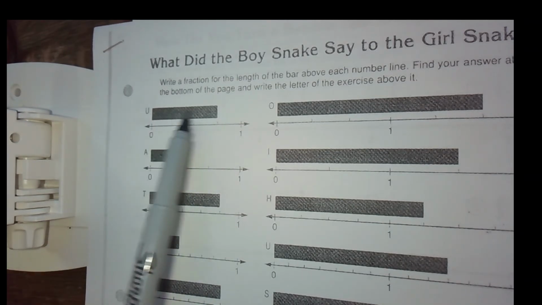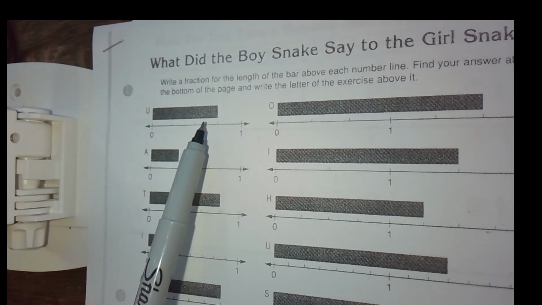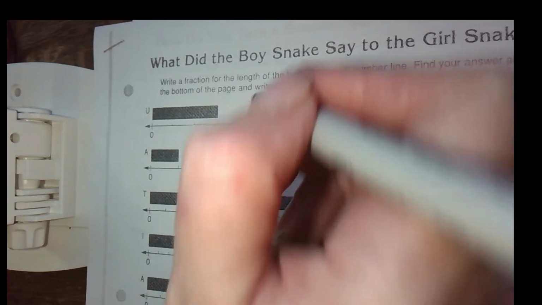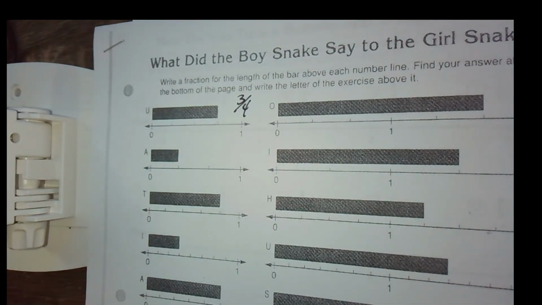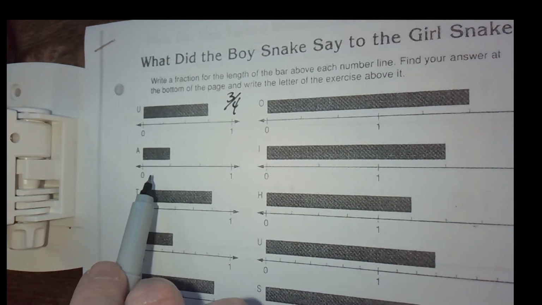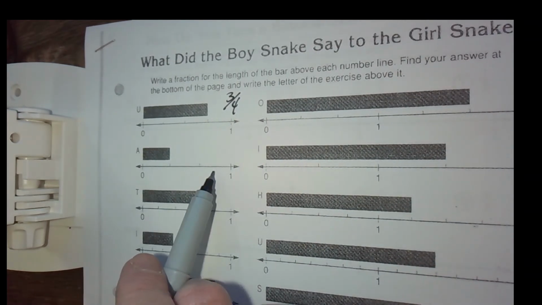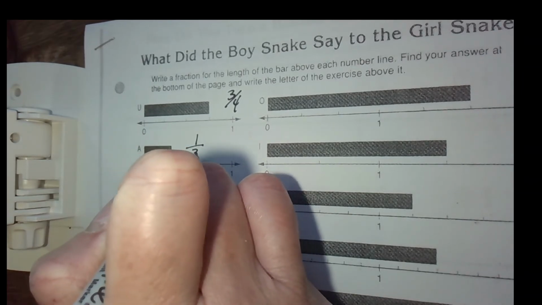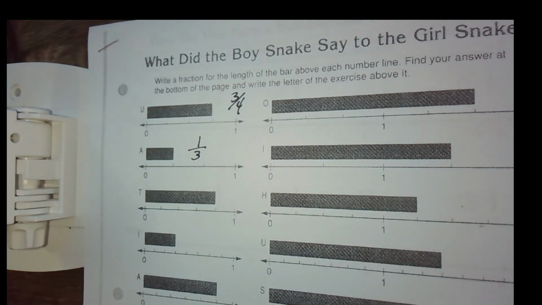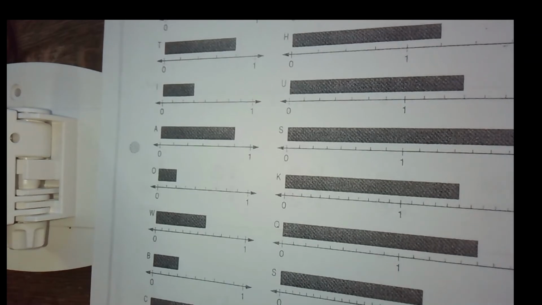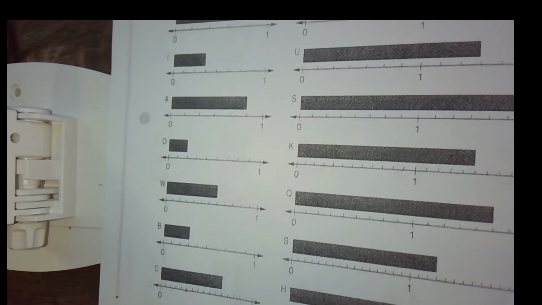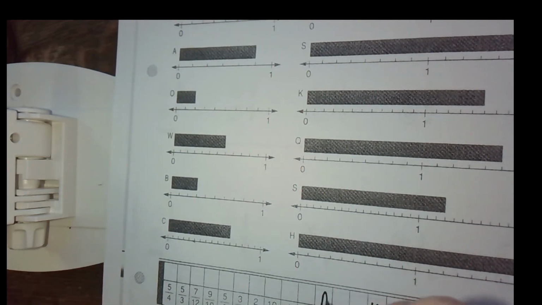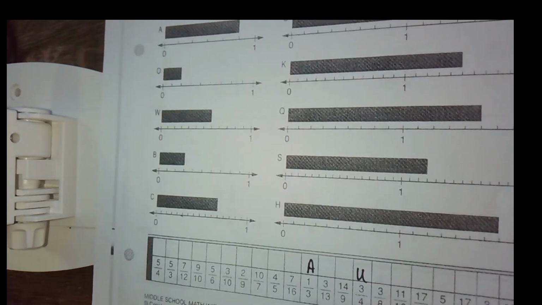And how many are shaded? 1, 2, 3. So the shaded part is 3 parts out of 4 total parts. Whereas the one below it, 1, 2, 3, is 1 part out of 3 parts. So U is 3/4. So you would just find that at the bottom. Put a U. And then A is 1/3. So find that at the bottom and put an A. Okay.